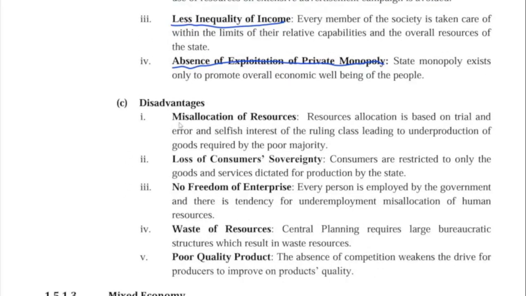You have misallocation of resources. Resource allocation is based on trial and error and the selfish interest of the ruling class, leading to underproduction of goods required by the poor majority. It's just like saying, what are the policies that the government is making? The government is making policies that actually favor them. We just need to be plain here. The government is making policies that favor them, not the poor.